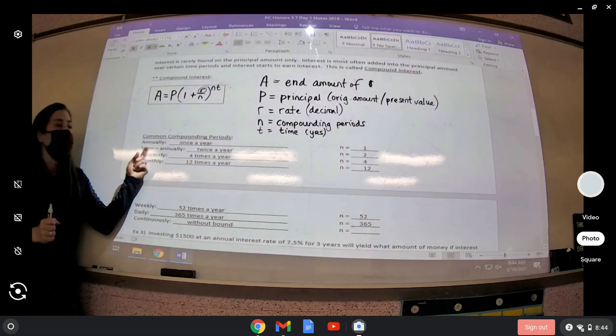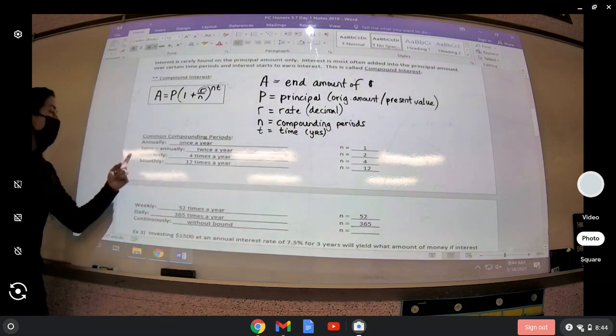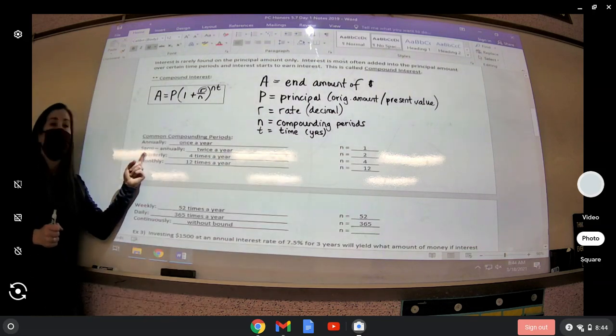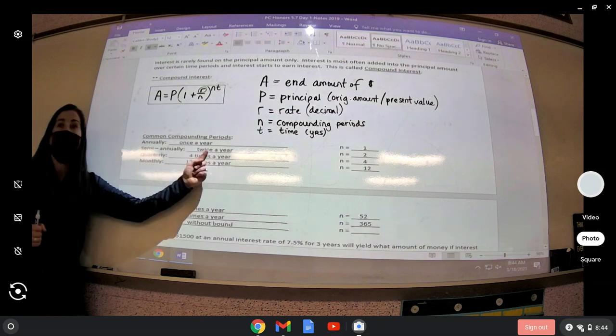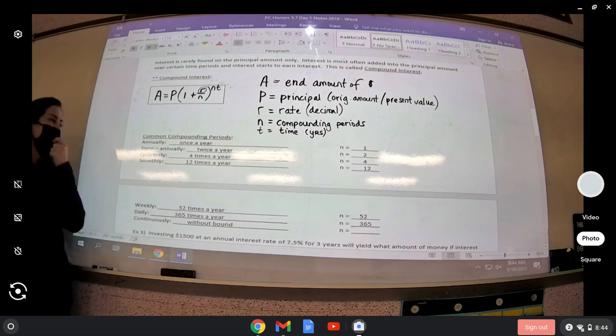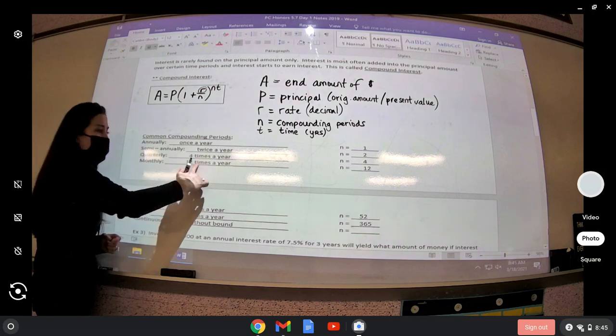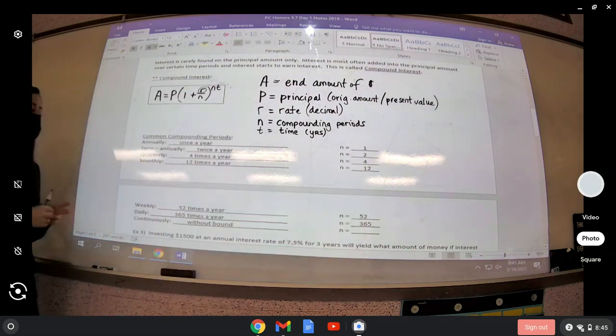If they say they're gonna compound your interest annually, guys, that's once a year. So n would be 1. If they're gonna compound your money semi-annually, that's twice a year, so n would be 2. These are the normal, most popular compounding periods. If they're gonna do it quarterly, well guys, there's 12 months in a year, so that's 4 times, a quarter of 12. So n equals 4.